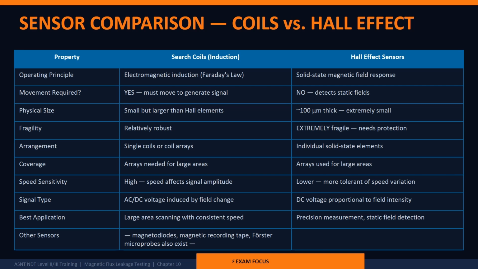Memory trick. Coil equals change. Hall equals hold. Coil needs changing field. Hall can hold static field. Easy to remember.